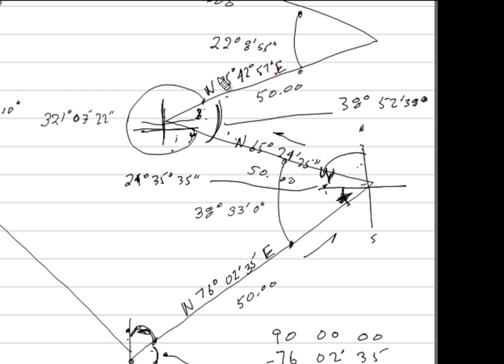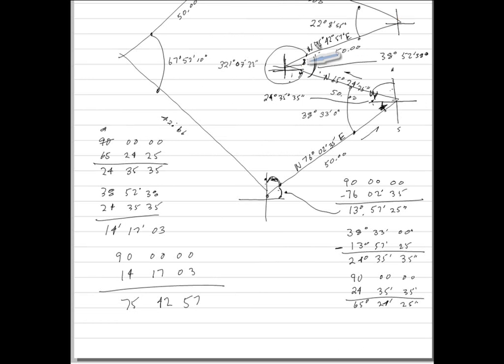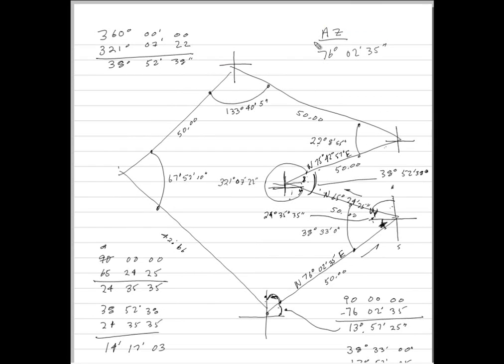Now I want you to figure out, remember, go and draw your little plus signs. And remember, if this is 14 degrees, 17 minutes, and 3 seconds, well, that's what this is right here. So subtract that from that to get this side, then figure out your bearing. And do the same thing here and the same thing here.